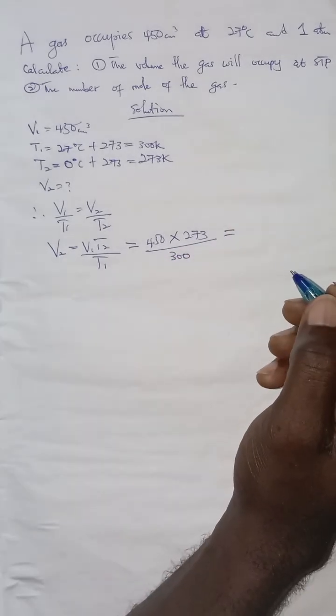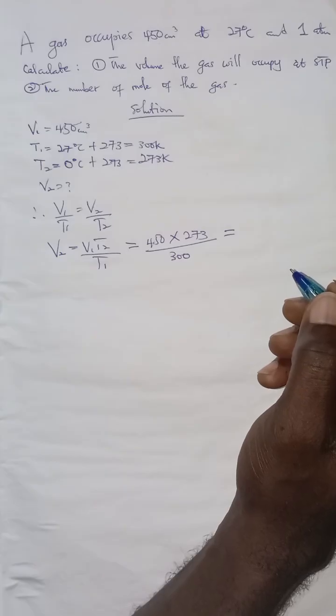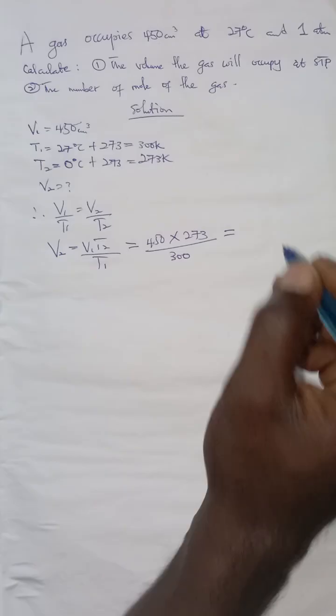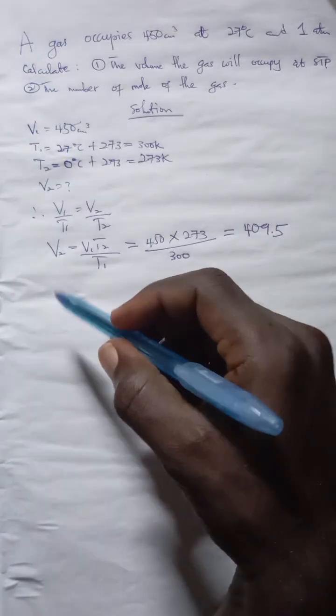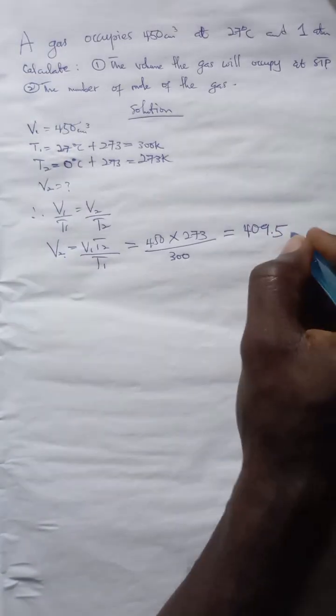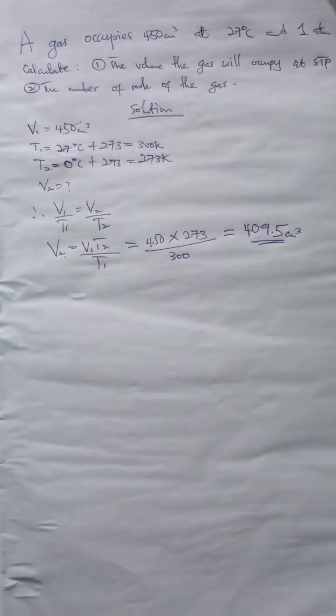On your calculator, I have 450 multiplied by 273. That alone will give 122,850. Then divided by 300 gives us 409.5. So 409.5, that's our V2. And V2 is in what? Centimeter cube. That's volume. Centimeter cube.